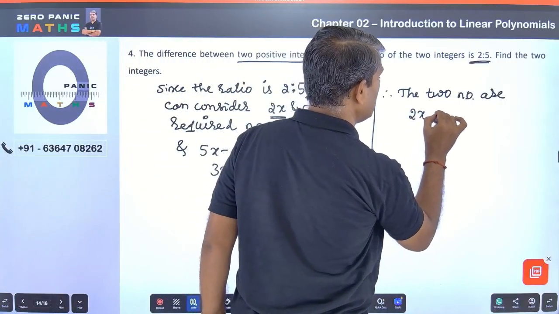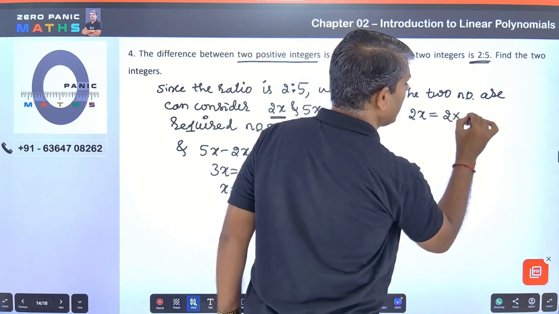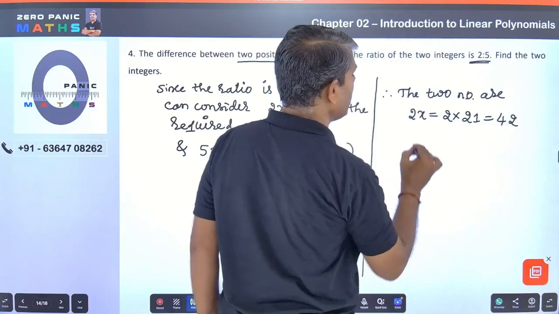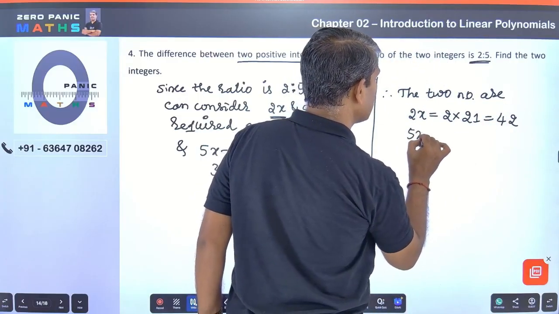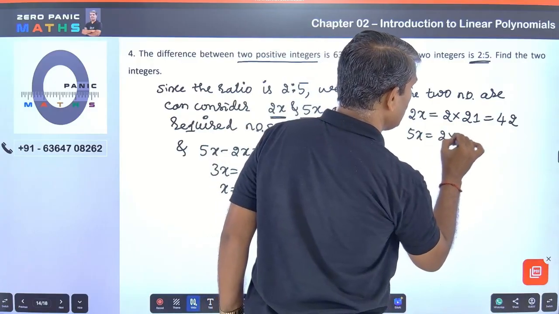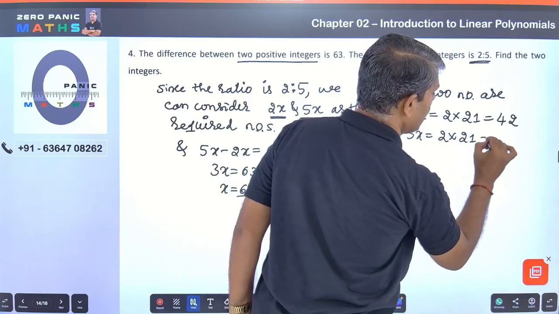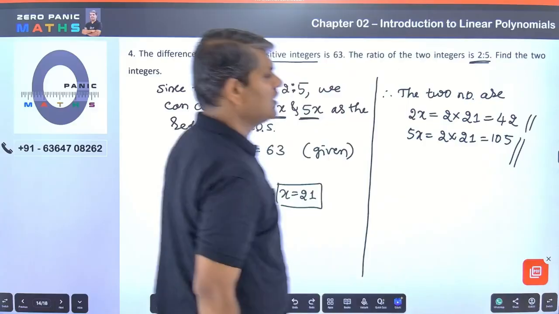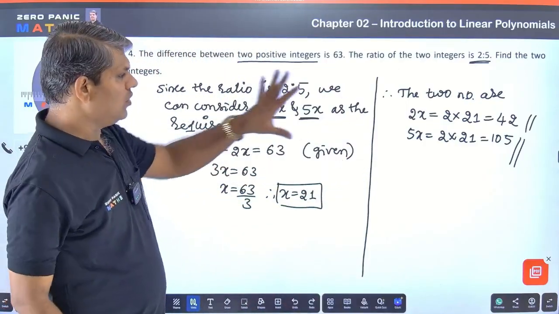2x is equal to 2 into what is x, 21. One number is 42. Another number is 5x, that is 5 into 21, which is 105. Okay, so these are the two numbers. This is the proper answer to this problem.